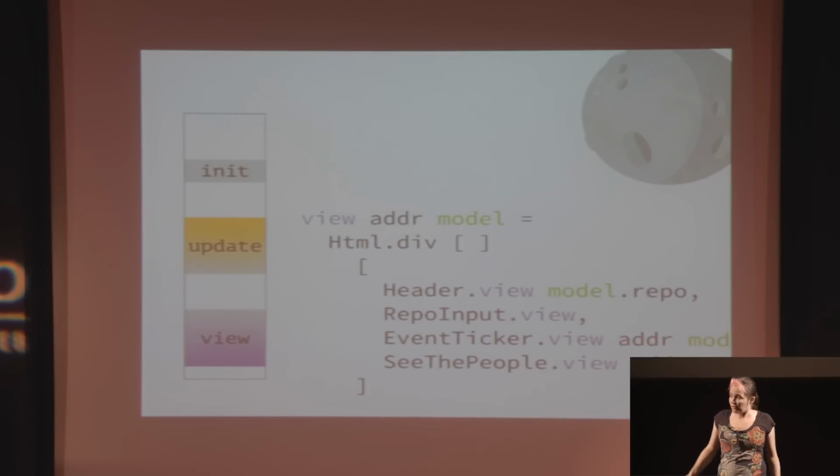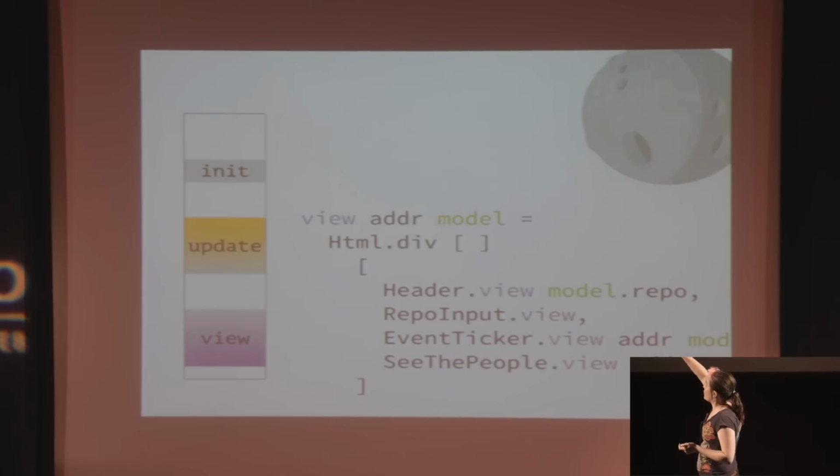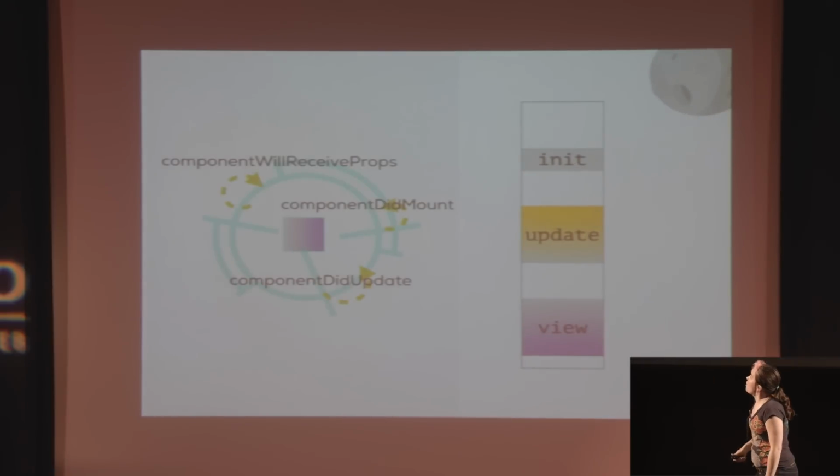So in my app, the outer view method looks like this. It's a div that's composed of the header and the input and the ticker and the people. And that's it. It's a little more complicated than React in the sense that in React, if you want to use a component, you put that in your render method, you reference it there, and that's kind of it. Here there's multiple places, but I want to contrast Elm components with React components.